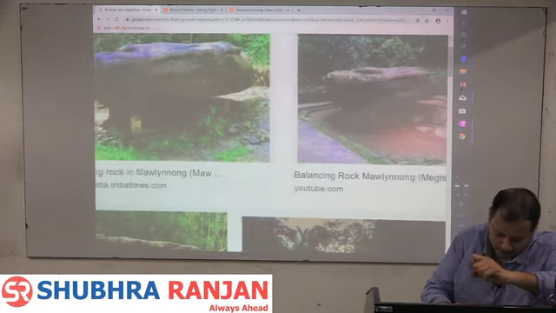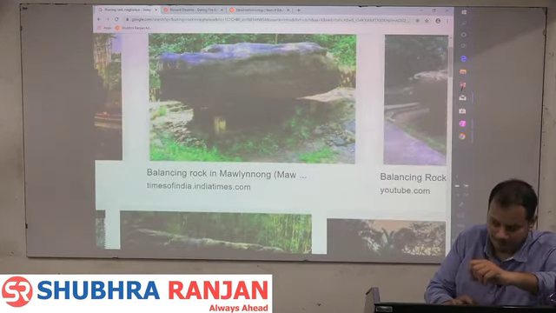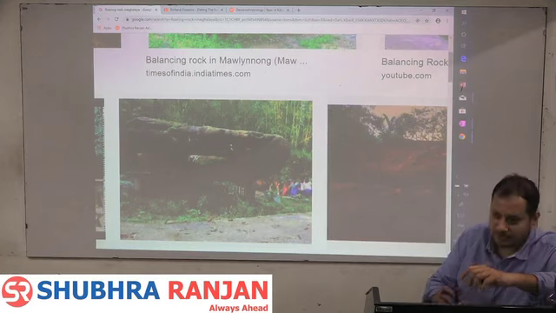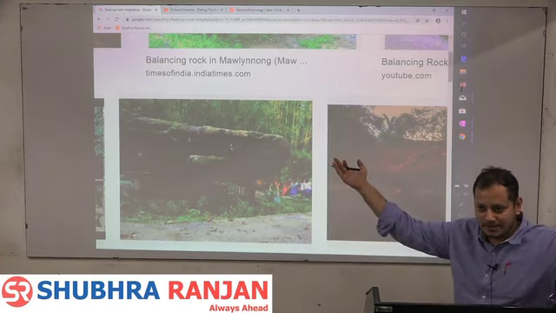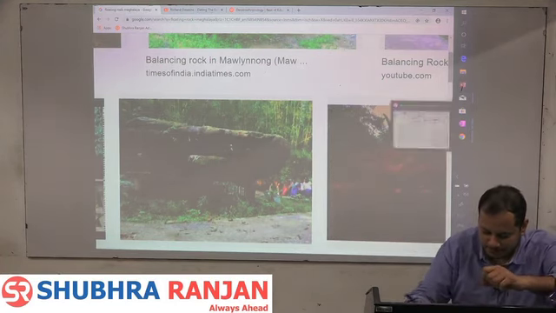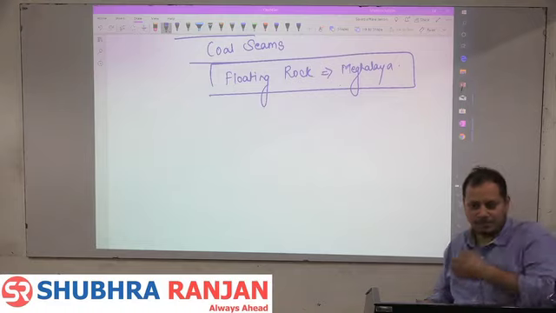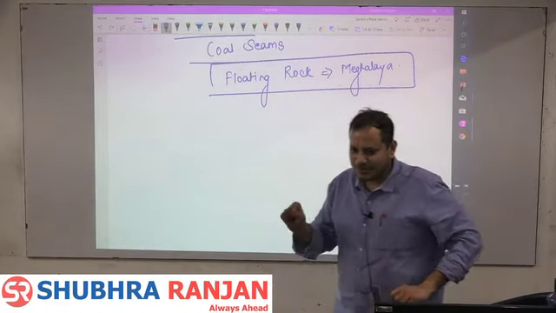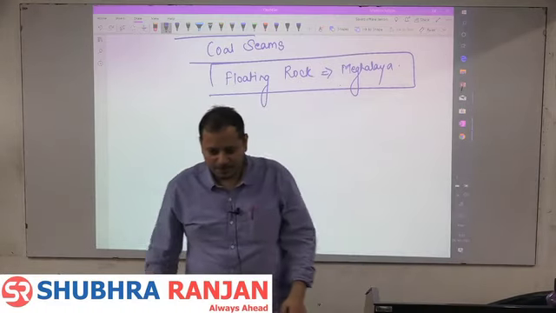This is what is known as a floating rock of Meghalaya. दूर से देखेगा तो ऐसा लगता है the rock is hanging in the air. This is also an example of erratics. So Meghalaya was also under the glaciation.